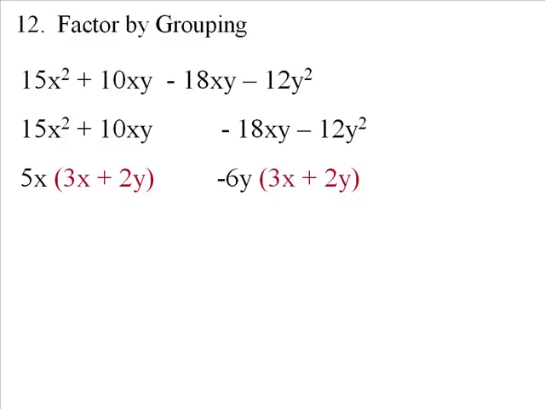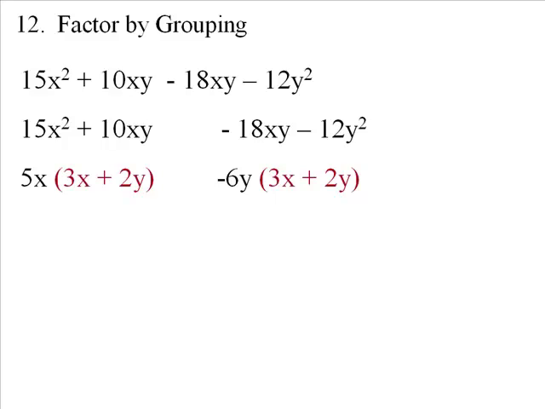But let's go back a second. Let's look at the negative 6y times the 3x. When you multiply negative 6 times 3 you get negative 18. And x times y is xy. So negative 6y times 3x will be the negative 18xy. And the negative 6y times plus 2y will be negative 12y squared. So you can see that negative 18xy minus 12y squared can factor down to be negative 6y times that red factor there, 3x plus 2y.